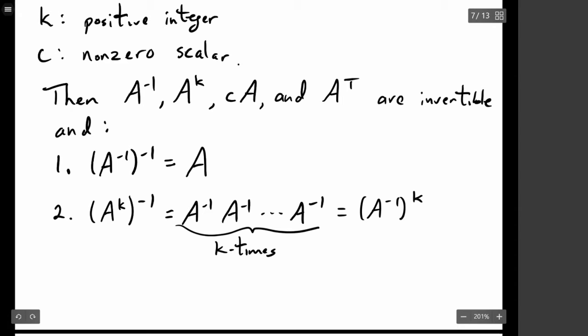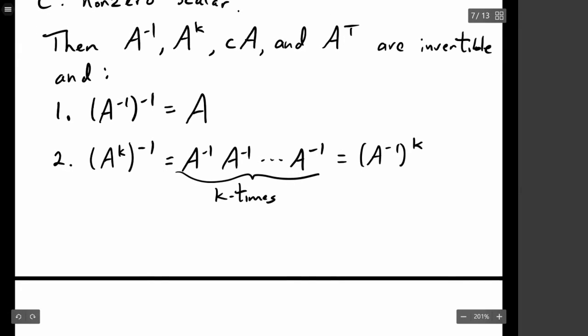Remember, if we take a matrix and raise it to a power, that just means multiply that matrix over and over and over. Like A cubed would be A times A times A. We don't raise the individual entries to a power, we multiply A by itself several times. This is what exponents mean.